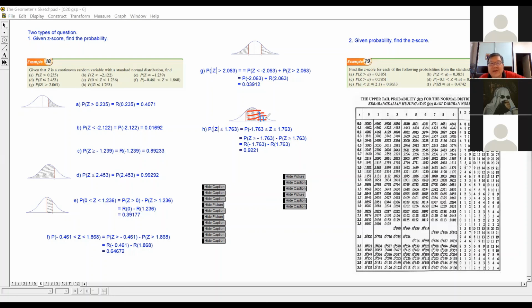So whenever you see between, you can use one number minus the other number. But if you are using the table, then it's quite difficult. You have to do a few steps. But if you are using the calculator, you can do it in one step. Any questions so far?